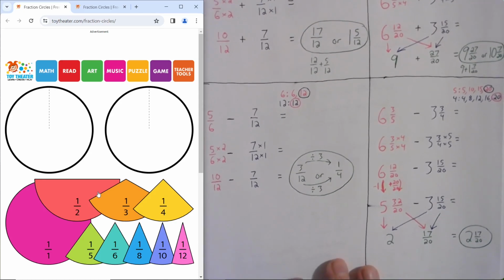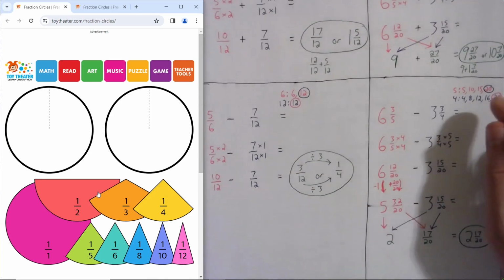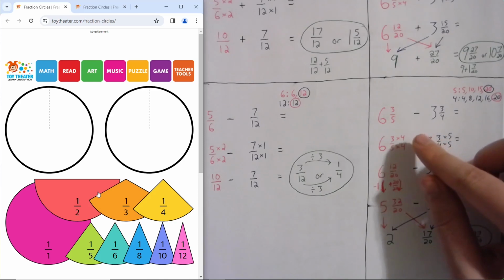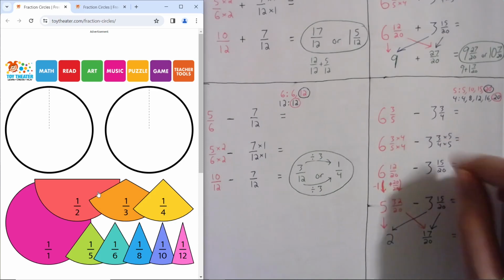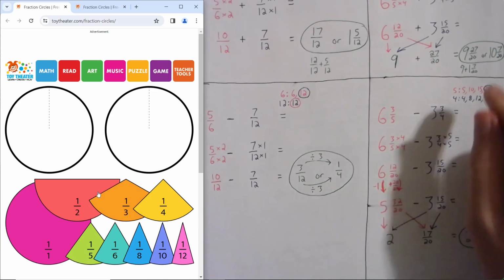Okay. Now what if we were doing subtraction? Well, you still know that the least common multiple for these denominators, also known as the least common denominator, would be 20.